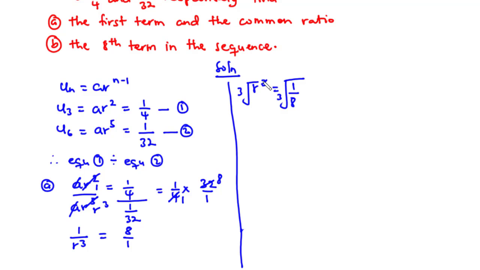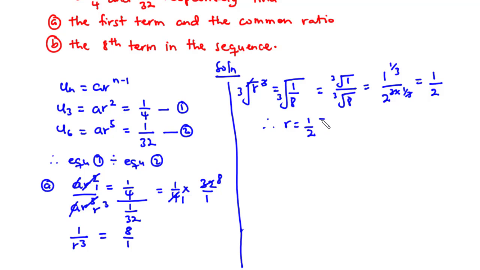So cube cancels out the cube root, and then this becomes the cube root of 1 divided by the cube root of 8. Now this is the same as 1 exponent 1 over 3 divided by 2 exponent 3 times 1 over 3. The numerator goes to 1, and then we have 3 cancelling out 3. 2 exponent 1 is still 2. Therefore, we have the common ratio r to be 1 over 2. Now let's substitute this value into any of the two equations.